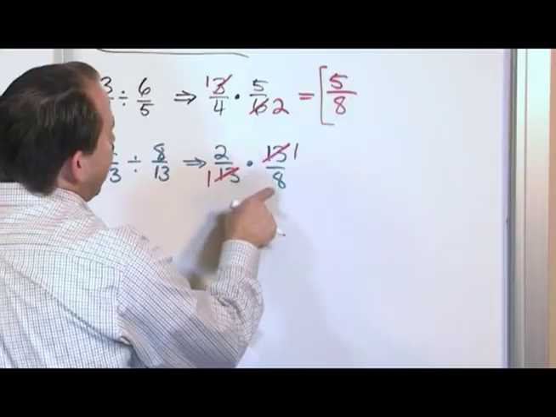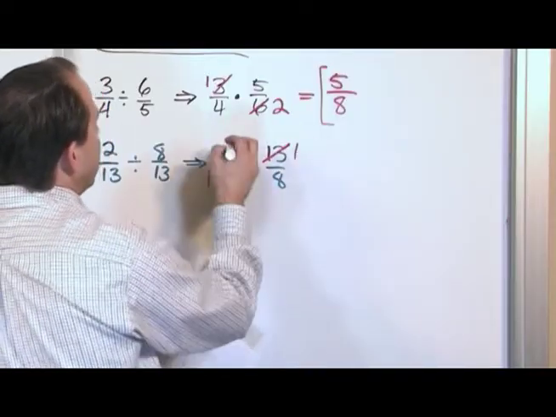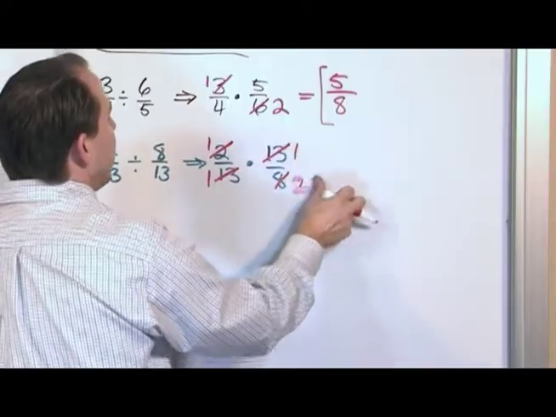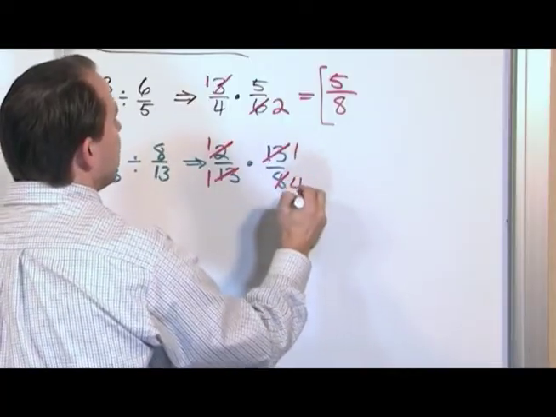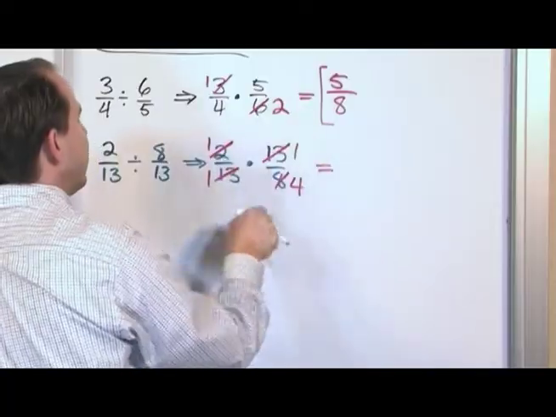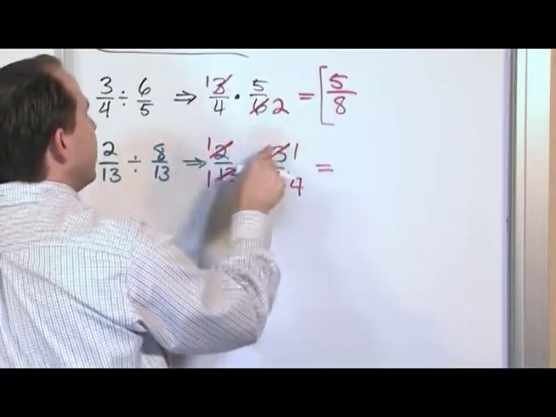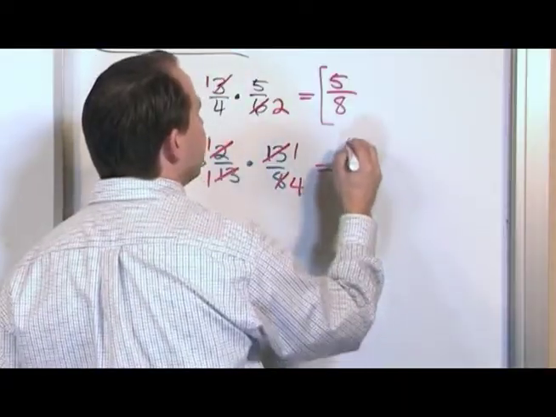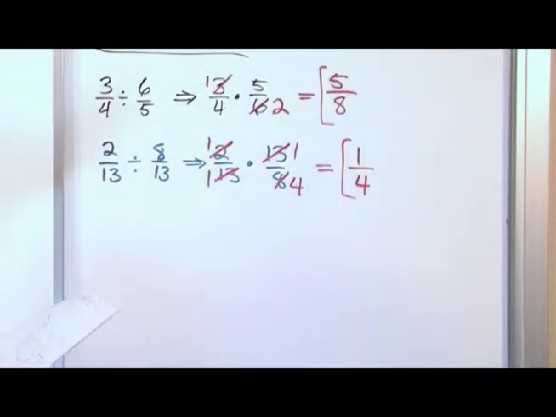I see a 2 and an 8, so I know I can divide by 2. 2 divided by 2 is 1. 8 divided by 2 is 4. So I have everything totally simplified. These numbers are gone. 1 times 1 gives me 1. 1 times 4 gives me 4. The answer is 1/4.